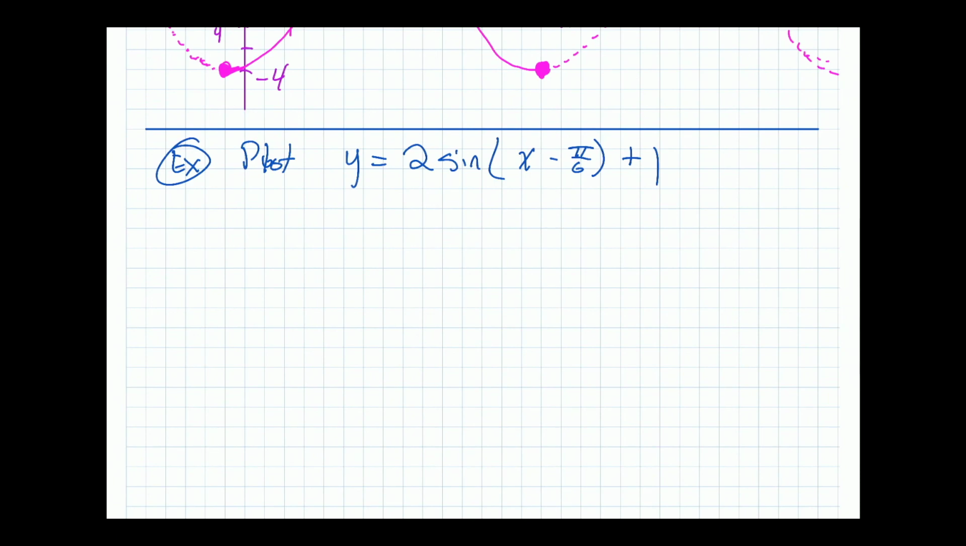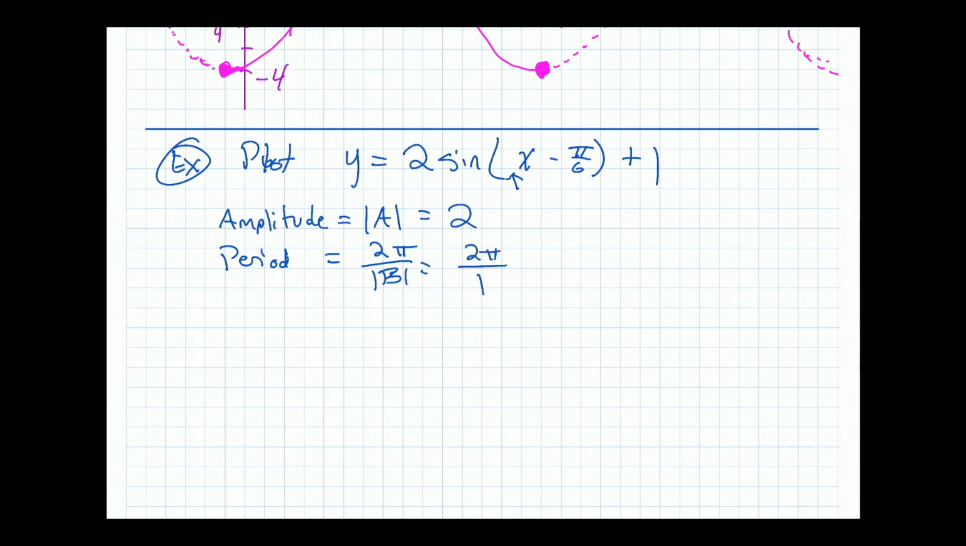So what you would need to do is all of that same stuff. So you need the amplitude. Actually, you don't really need the amplitude, but for other things you do. Amplitude is absolute value A. It's 2. Period is 2 pi over the absolute value of B. So 2 pi over, well, there's no coefficient there, so it's over 1. So 2 pi.